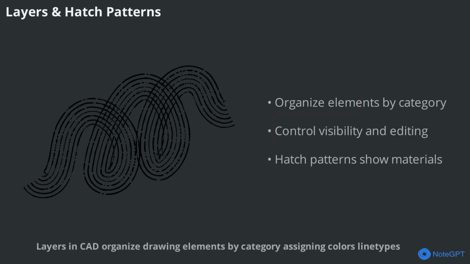Layers in CAD organize drawing elements by category, assigning colors, line types, and line weights. Layers can be toggled on or off, frozen or locked, allowing flexible control over visibility and editing. Hatch patterns fill enclosed regions with repeating designs, representing materials and cross-sections. They communicate material information and indicate cut sections, following international drafting standards. Layers and hatches make complex drawings clear and informative.